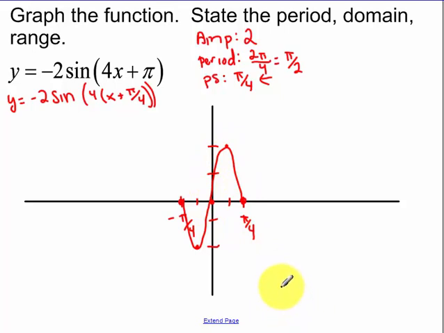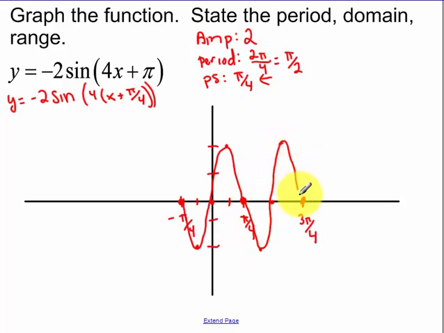I like to graph 2 of my periods. So if I were to add another pi over 2 to this, 1/4 plus 1/2 is 3 pi over 4. Halfway in between I have a 0. Ending my amplitude, halfway in between I'm down and up.